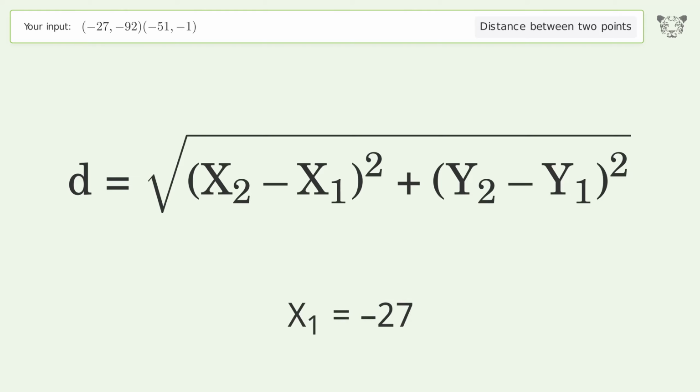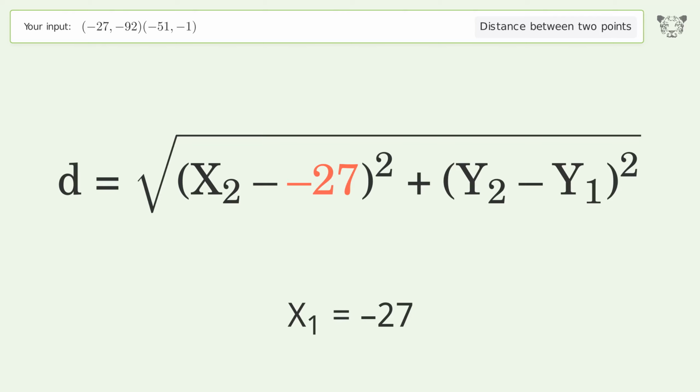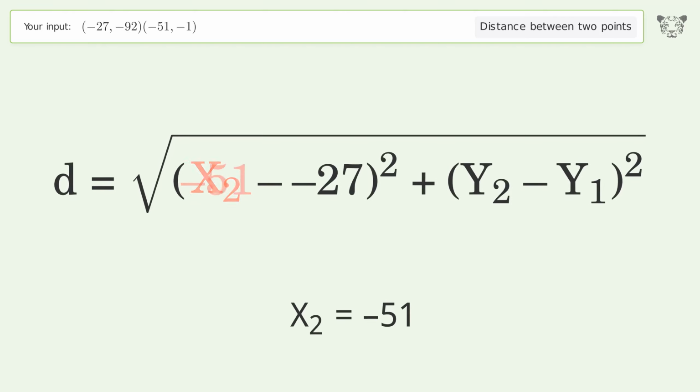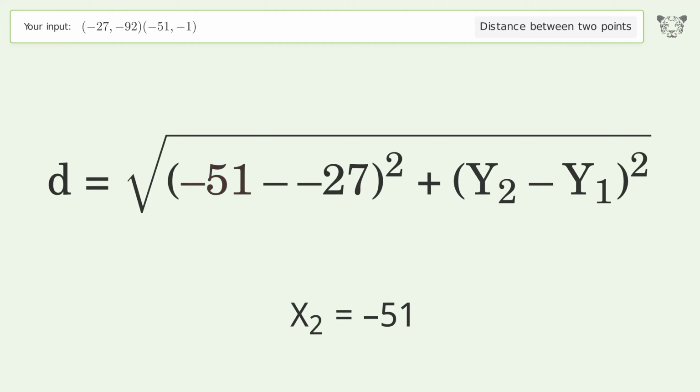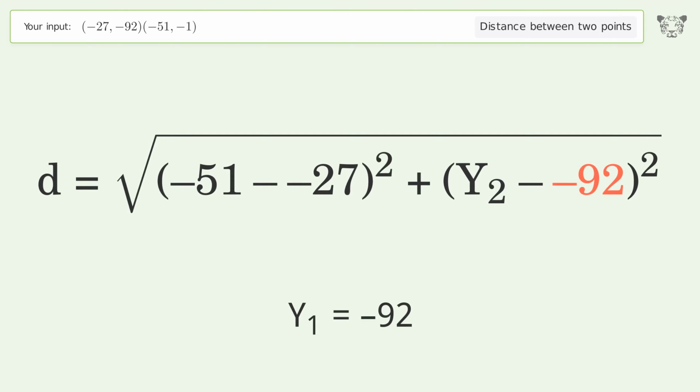x1 equals negative 27. x2 equals negative 51. y1 equals negative 92. y2 equals negative 1.